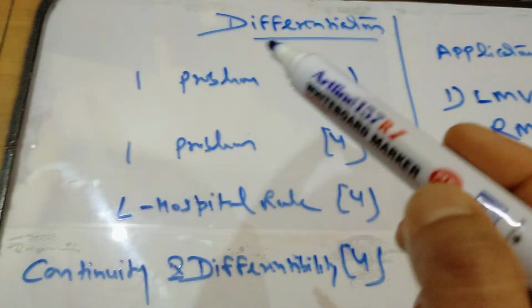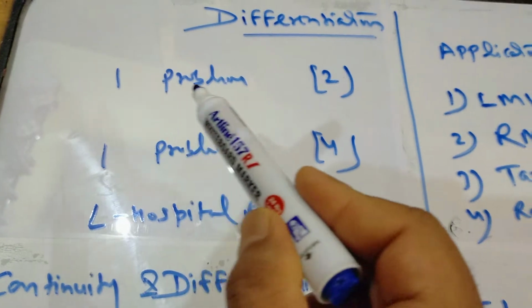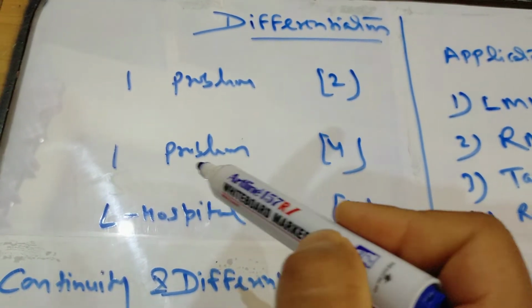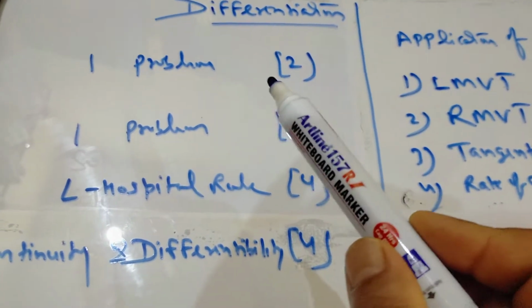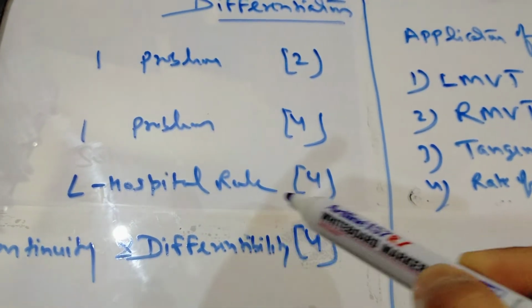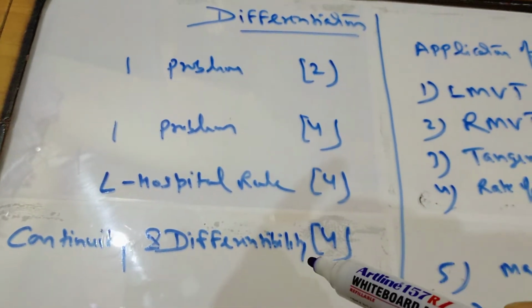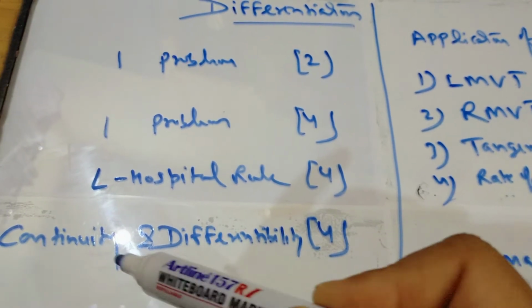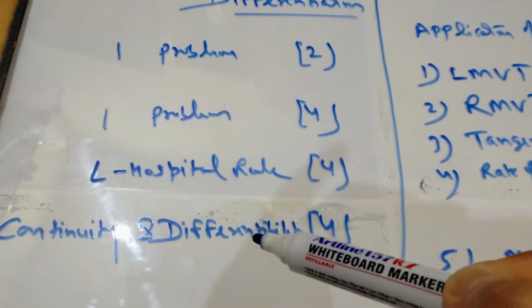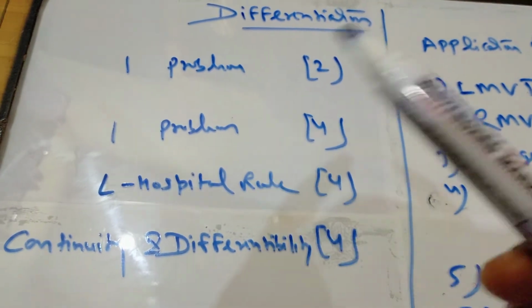This is called the non-application part of differentiation. One problem they are giving in 2 marks, one problem in 4 marks. It is for the non-application part, which we have already covered, the L'Hospital rule that we covered in the last video. Continuity and differentiability they can ask for 4 marks, but many times they can skip this portion also. The board has given this pattern, but many times they change this question with another question.